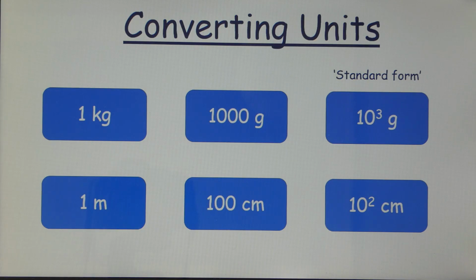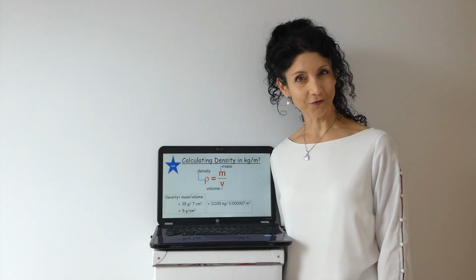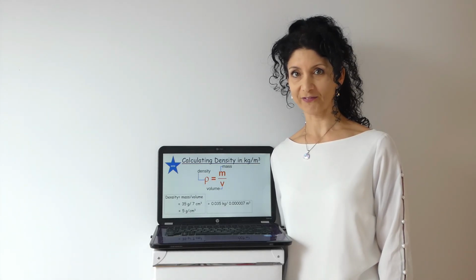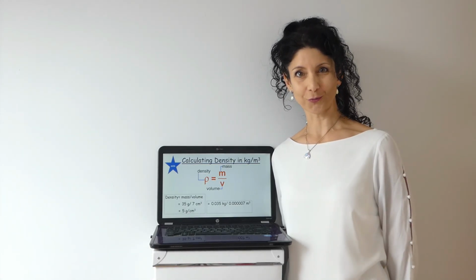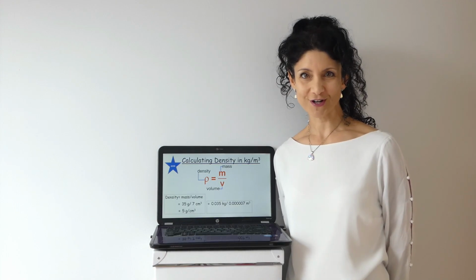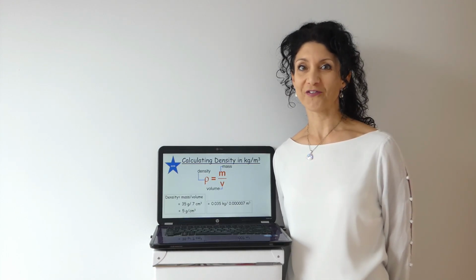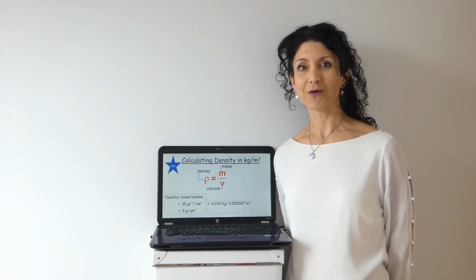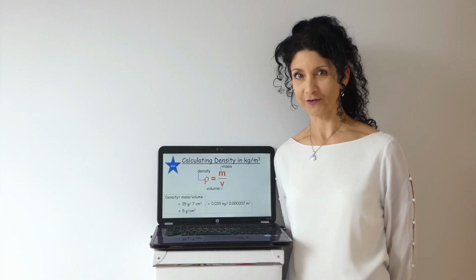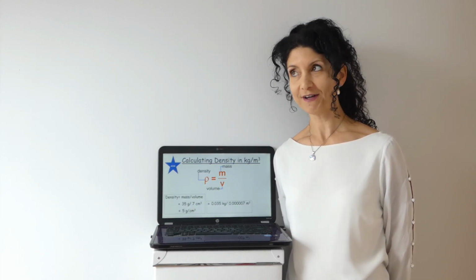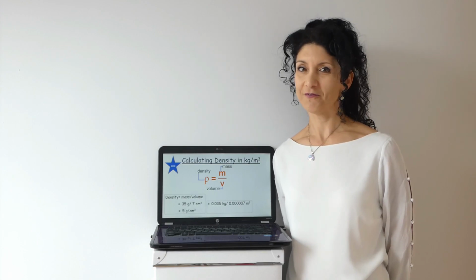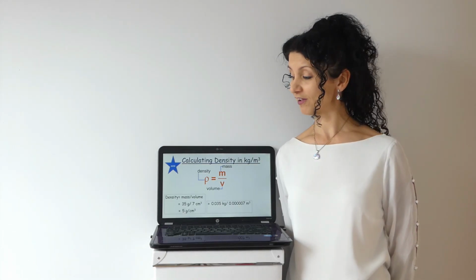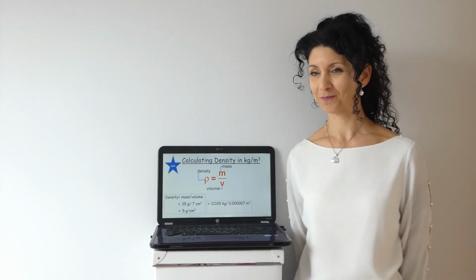So the power tells you how many zeros you need after the 1. Standard form. You'll have heard of this in your maths lessons. We use it in science as well, you'll be glad to know, and it's very straightforward. We use a number that's between 1 and 10, and then we multiply it by powers of 10 to get to either a very large number or a very small number. Let's have a look at how it works in our example.